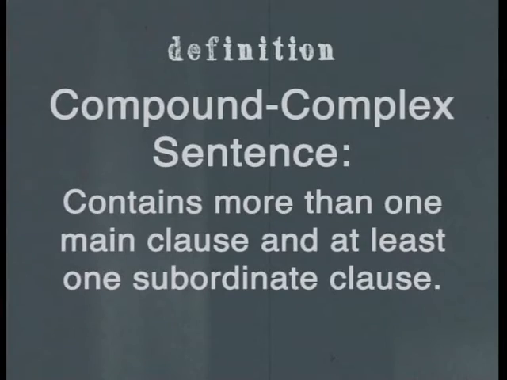But there's still one more type of sentence. What happens when a sentence combines more than one main clause with one or more subordinate clauses? It's a compound sentence, but is also a complex sentence. So the logical name is a compound complex sentence. A compound complex sentence is a sentence containing more than one main clause and at least one subordinate clause.